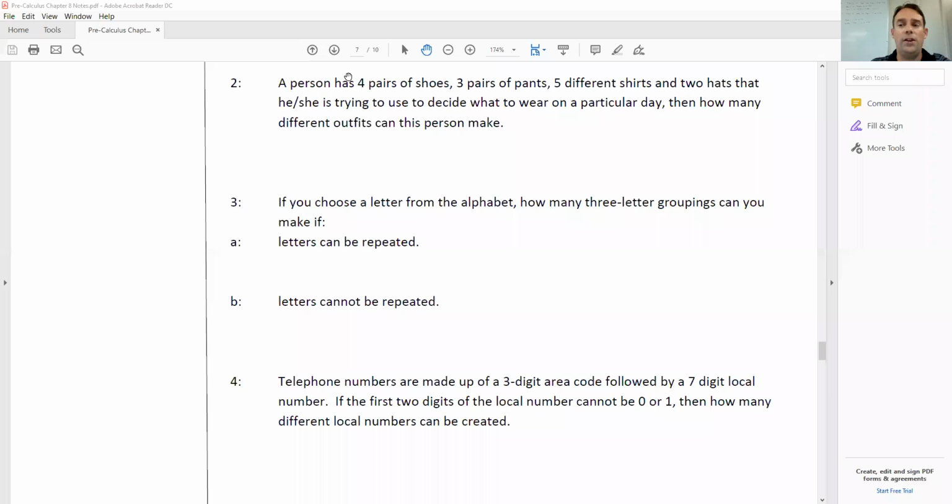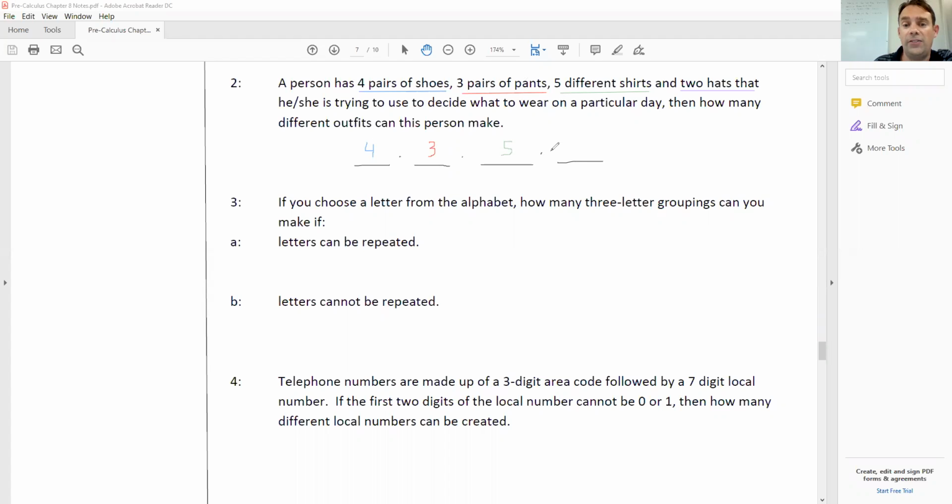All right, so right here, we had 4 shoes. We had 3 pairs of pants. We had 5 different shirts. And we had 2 hats. How many different ways can we go about making up these different outfits? So we have 4 different events taking place here. And so we had 4 pairs of shoes, 3 pairs of pants. Oopsies. We had 5 shirts.